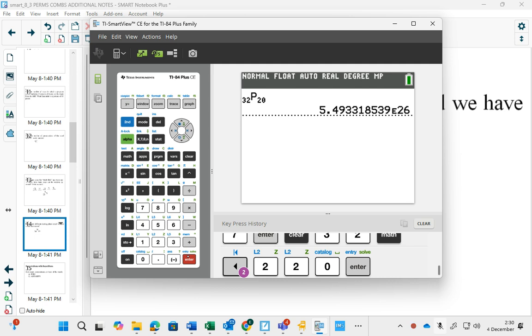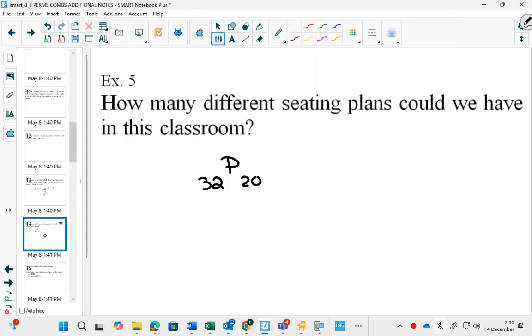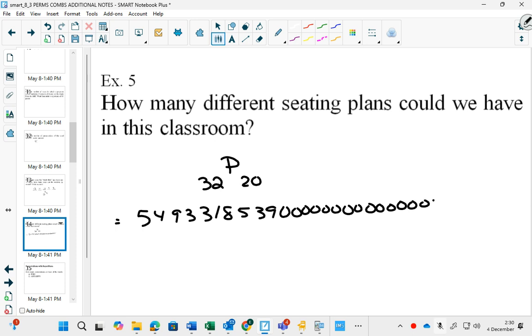So we write out what this number actually is. It equals 5, and then 26 more digits, approximately. They wouldn't all be zeros. Since we don't know what the digits are, we'll have to just give you an idea of how many different seating plans were possible.